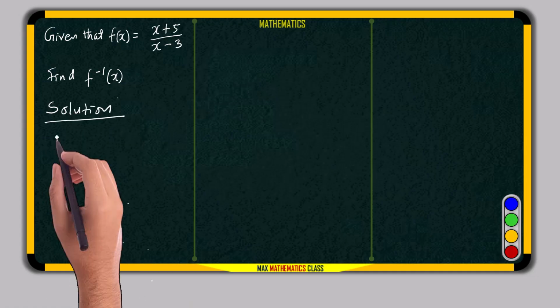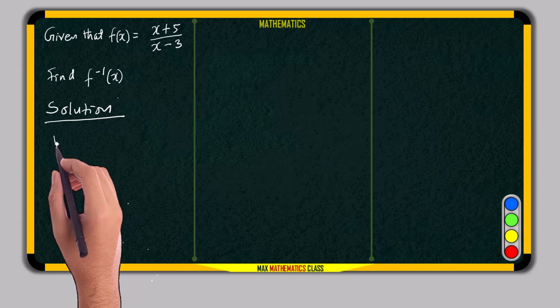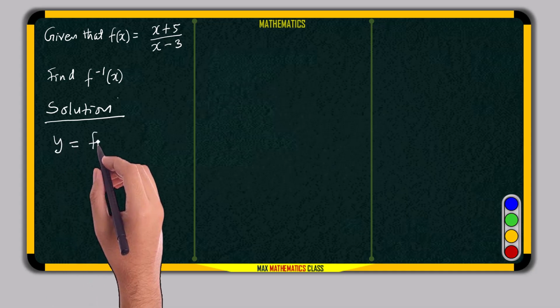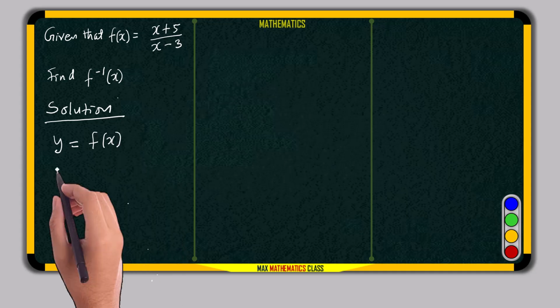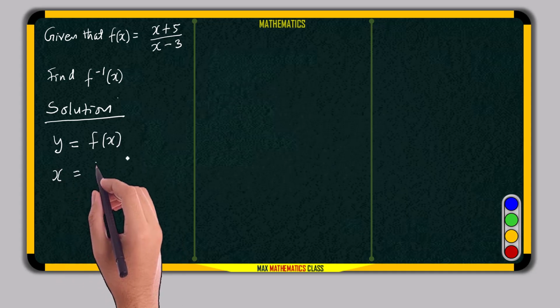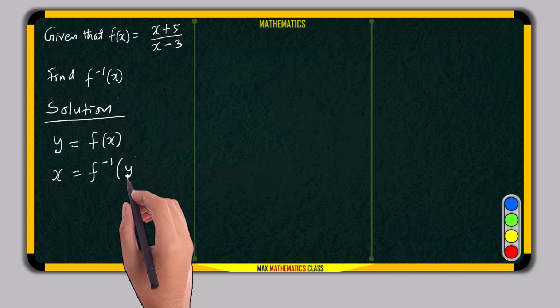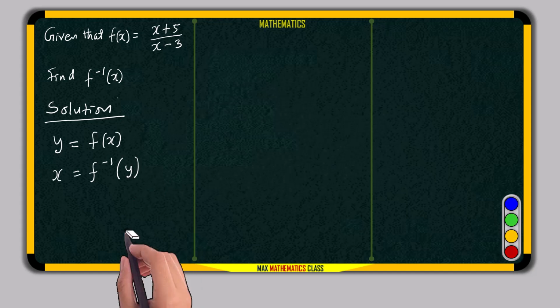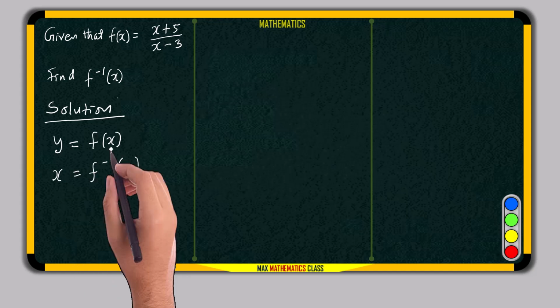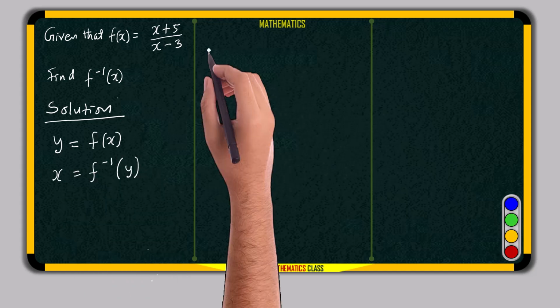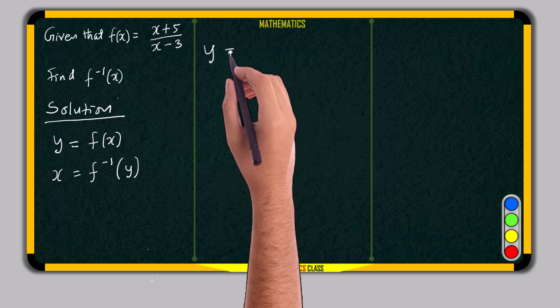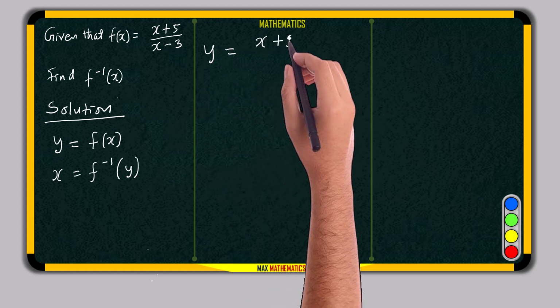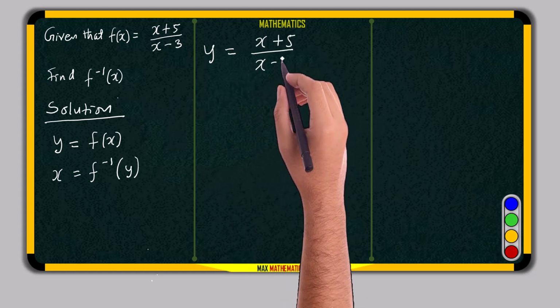Solution. Now, the first step is for us to recall that y is equal to f of x and x is equal to inverse of y. Step 2. Recall again that since we now know that y is equal to f of x, we can now have the new function as y equals x plus 5 over x minus 3.